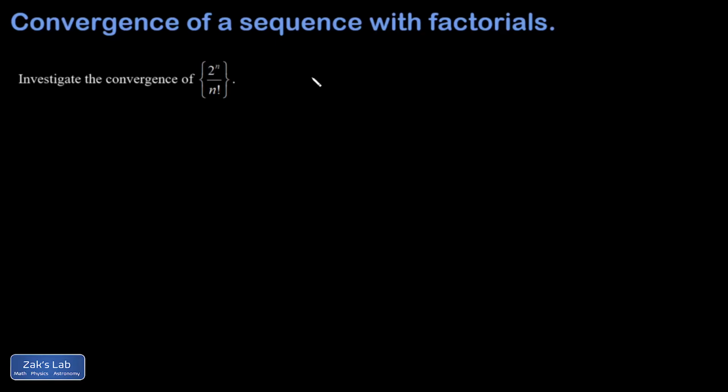So let's look at a1, plug in n equals 1. And I get 2 over 1 factorial, which is 1. Now let's look at a2. In the numerator, I have 2 squared, which is 2 times 2. In the denominator, I have 2 factorial, which is 2 times 1. Let's look at a3. It's going to take a while to see what to do here. In the numerator, I have 2 times 2 times 2. And in the denominator, I have 3 times 2 times 1.